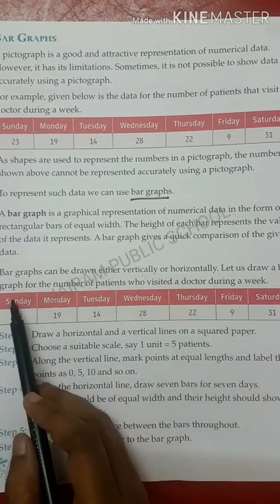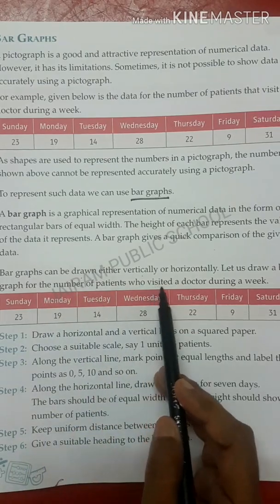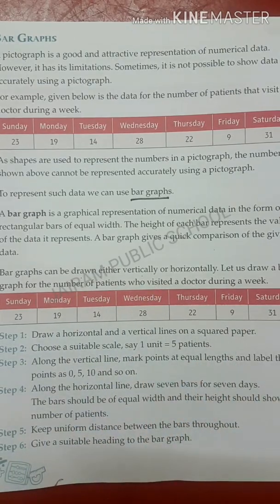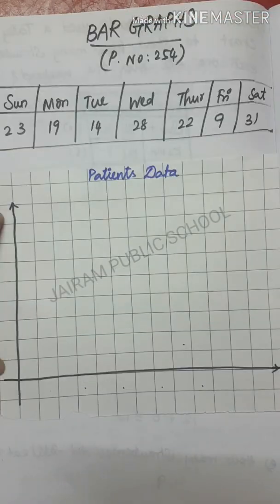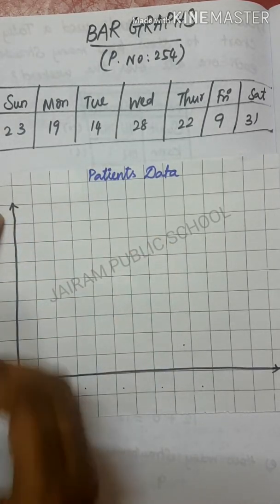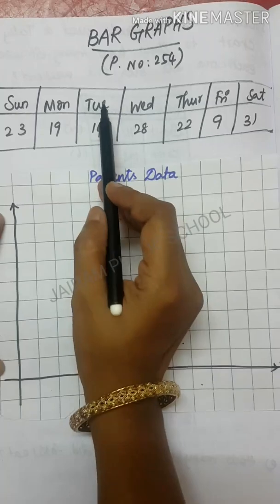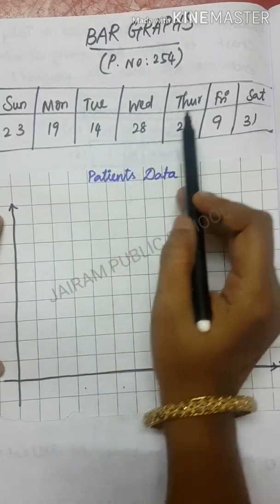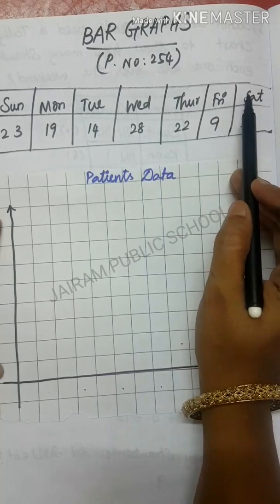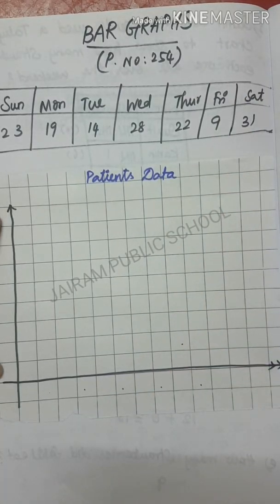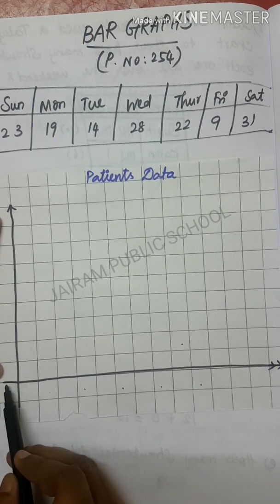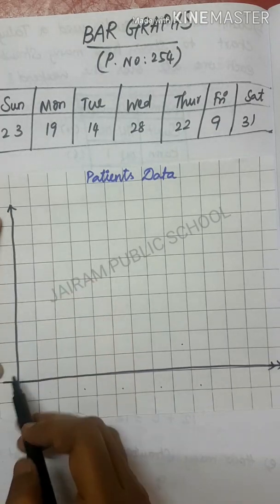Let us draw a bar graph for the number of patients who visited a doctor during a week. Here they have given some steps on how to draw the bar graph. Let's discuss the steps to represent the bar graph one by one. Here I take the question: Sunday 23, Monday 19, Tuesday 14, Wednesday 28, Thursday 22, Friday 9, Saturday 31. Now the first step: draw a horizontal and a vertical line on a squared paper. So I draw the horizontal line and the vertical line.